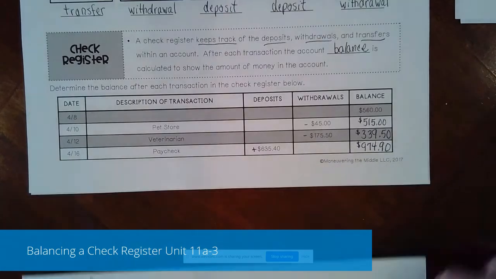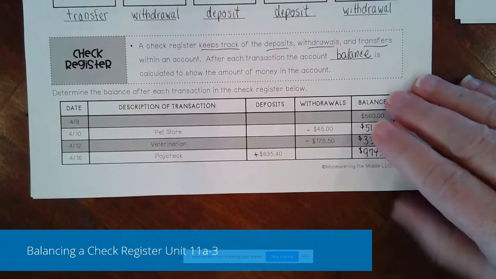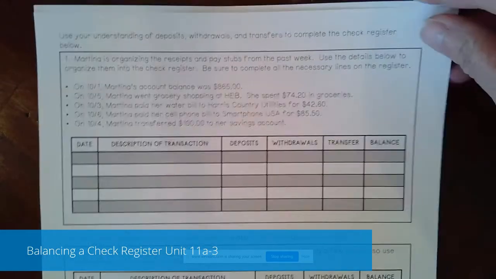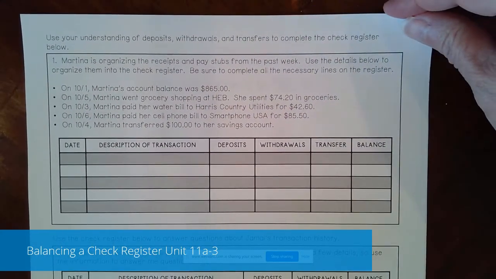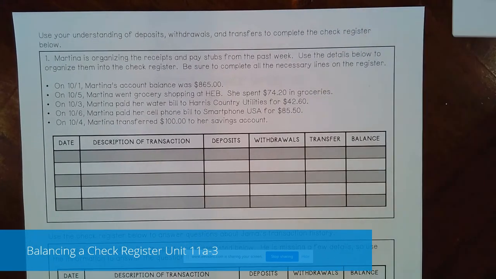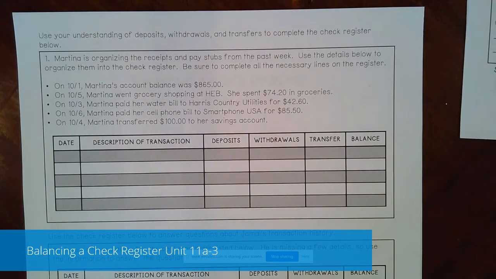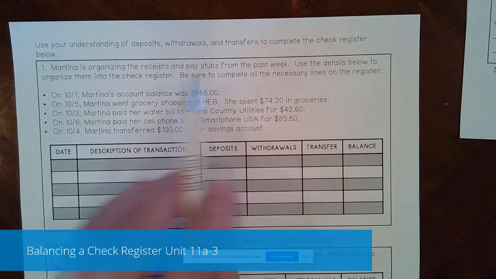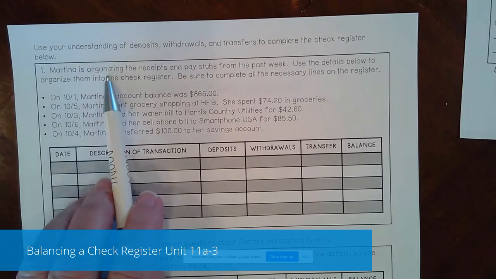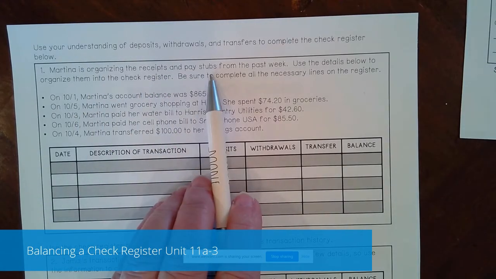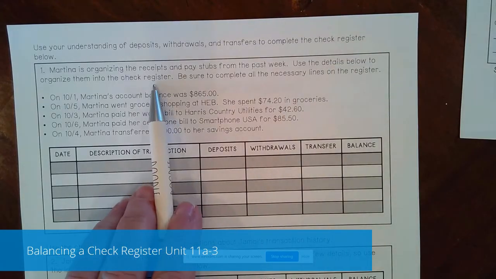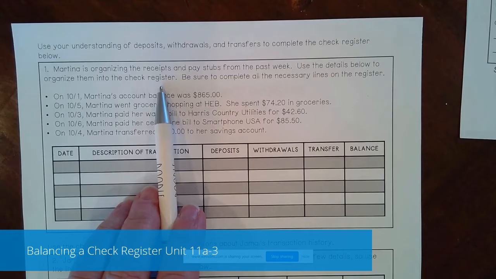Now today's lesson, there are actually 2 handouts. Let's get the other one out. Okay, we're going to use what we just learned to complete this one. And this one says use an understanding of deposits, withdrawals, and transfers to complete the check register below. So Martina is organizing the receipts and pay stubs from the past week. Use the details below to organize them in the check register. Be sure to complete all the necessary lines on the register.